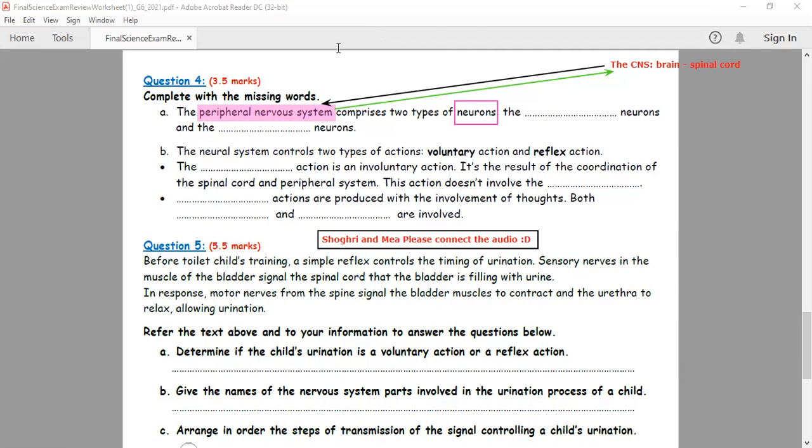Okay. Motor neurons, they take the messages from the central nervous system to the peripheral nervous system, while what do we call the other kind of neurons? Sensory neurons. That's right. Sensory neurons are found in your sensory organs.